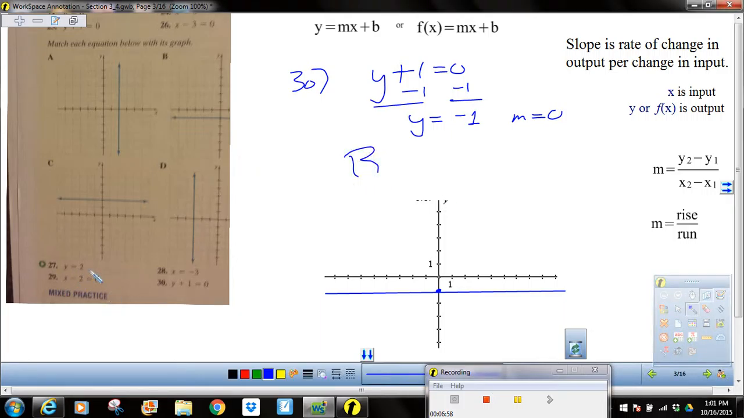On 27, y is 2, slope is 0, so it's horizontal, it'll be C. On 29, if you added 2 to both sides, you get x equals 2, that would be A. So that was the answers on the other two that was matching.